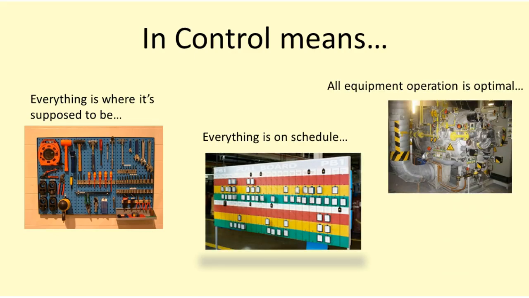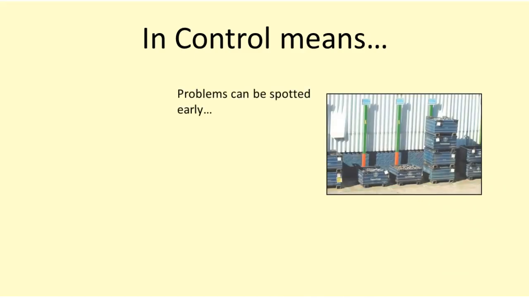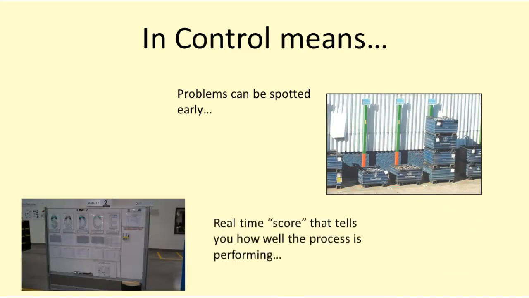It's easy to tell that machinery and equipment is operating safely and efficiently. In control means that it's easy to spot when something isn't right. It means that problems can be seen early. Finally, in control means that the real-time score as to how well processes are performing is easy to see and is up to date. So we've talked a bit about what 5S is.